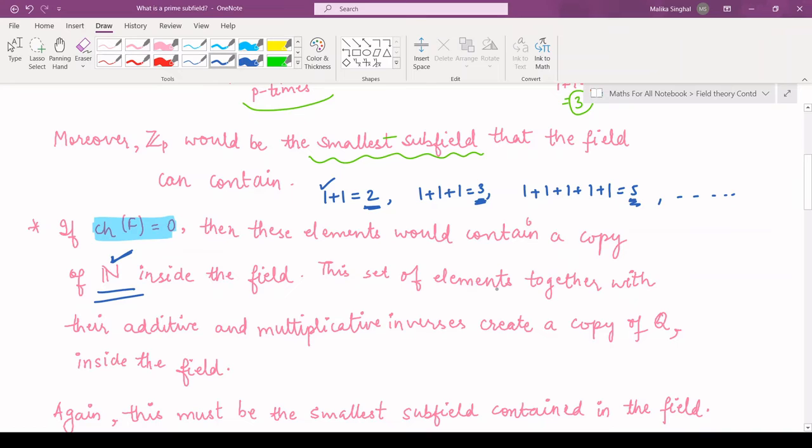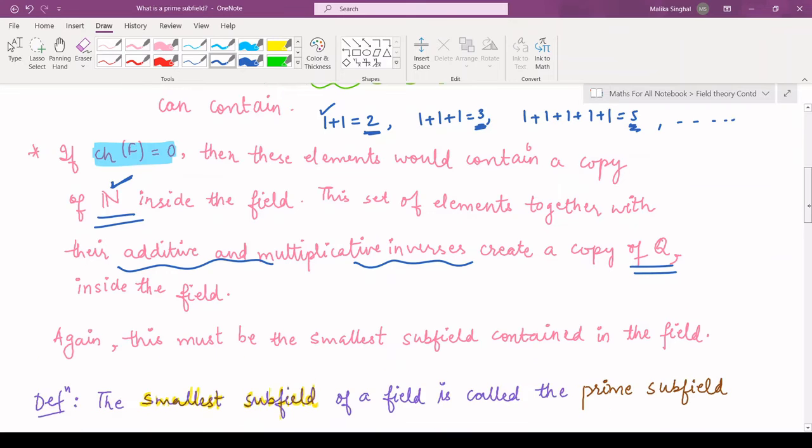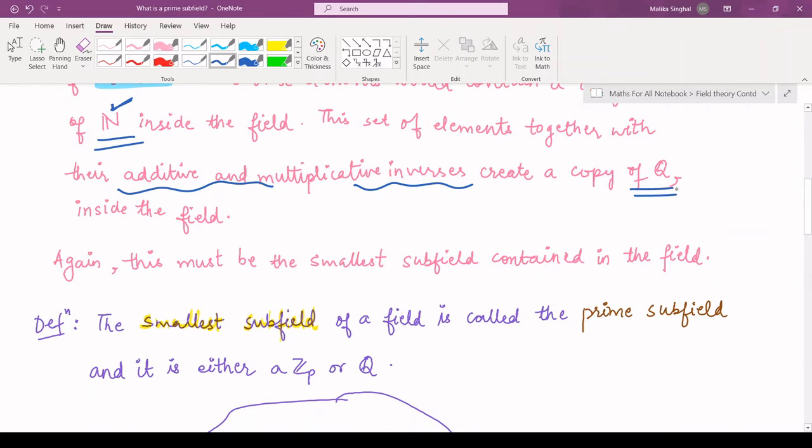The set of elements, together with their additive and multiplicative inverses, creates a copy of rational numbers inside the field. So in this case, we must say that the smallest subfield contained in the field is the field of rational numbers, right?